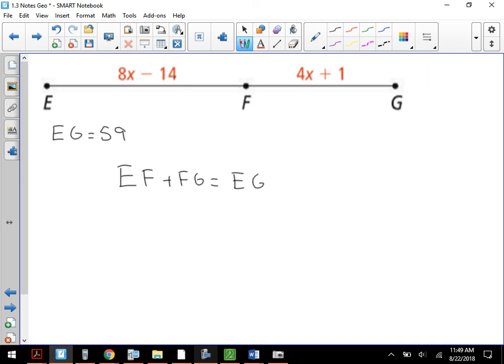People ask that second hour too. Where did that come from? Just made it up. Okay? So you start filling in the blanks. EF is 8x minus 14. FG, 4x plus 1. Whole thing is 59.